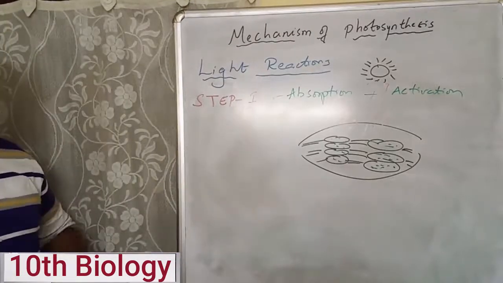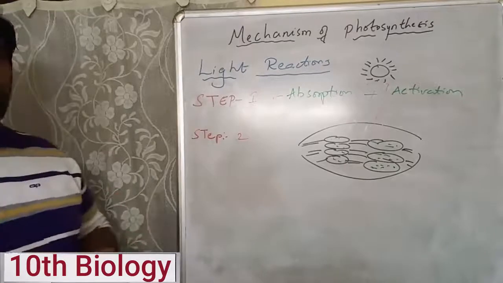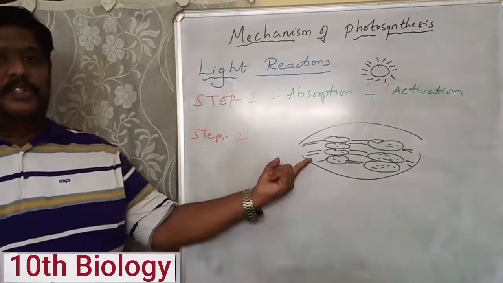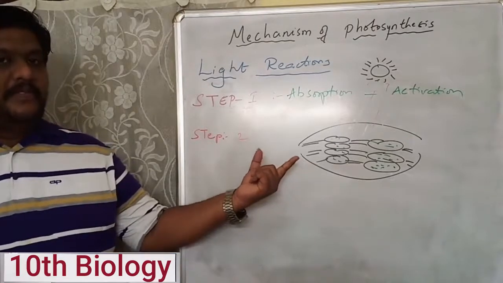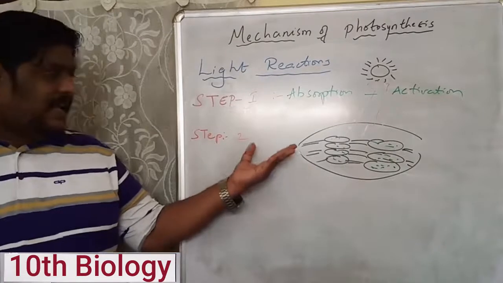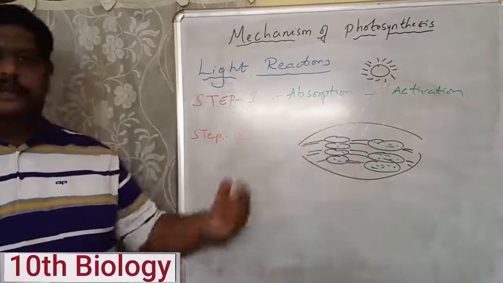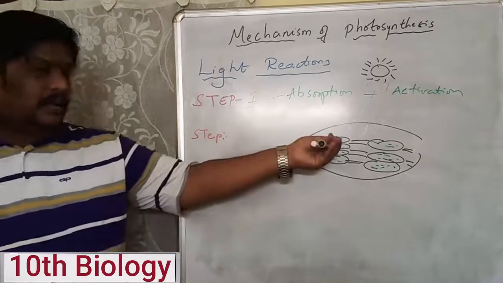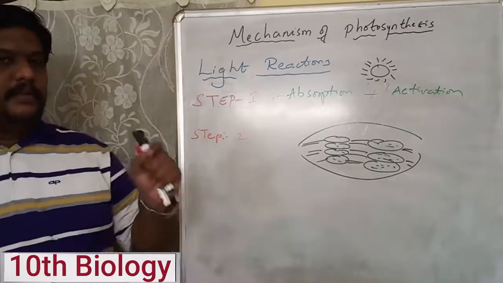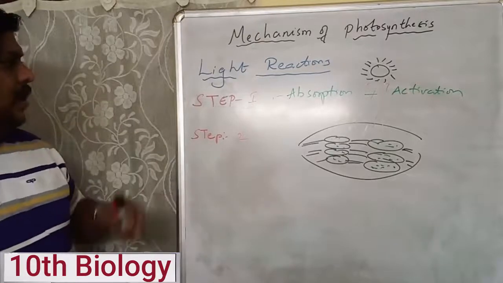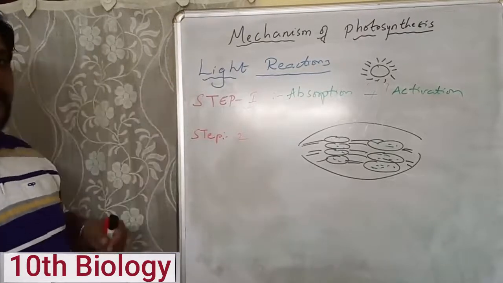Okay, now coming to step 2. Already we have seen that the water will enter into the plants through the roots. In the first slide we have seen that the water enters from the roots into the leaves and comes into the thylakoid membranes. Now remember that the water molecules are here in the thylakoid membranes. And now we have the light activated chlorophyll molecule.